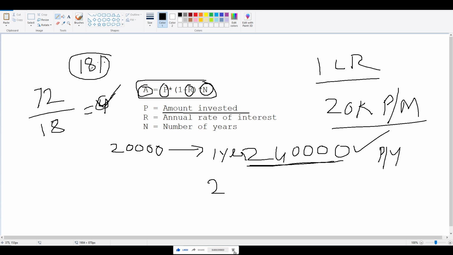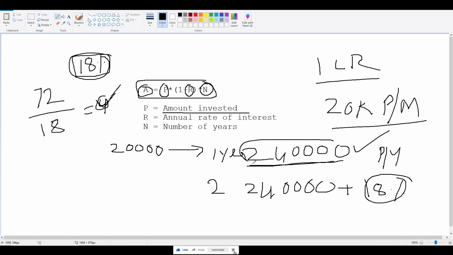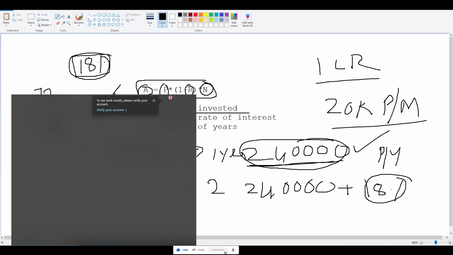So I am planning to increase the investment by 18% every year. So in the second year I am going to invest 2,40,000 rupees plus 18 percent of this amount. So how much does it become?